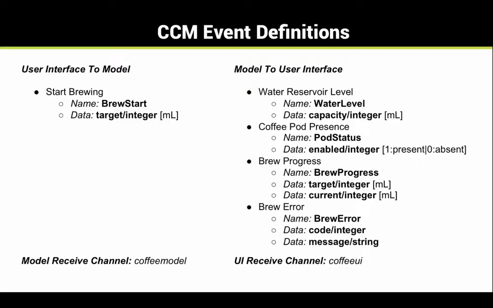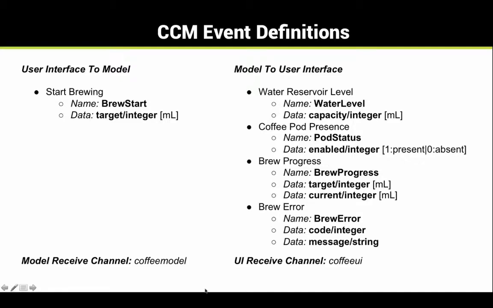So that's the outbound event configuration that we're looking at for our coffee machine, going from the UI to the model. I want to go the other way now. I want to actually talk about the model to the UI, right? We only really have one piece of information here. This is our brew start message, right? And as I indicated, the user is going to pick a cup size. That cup size is going to be the target information, and we're going to send that along.